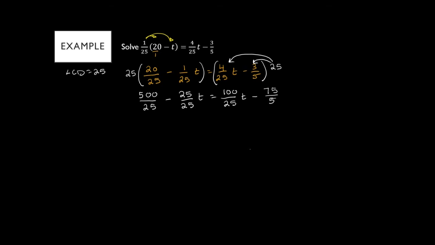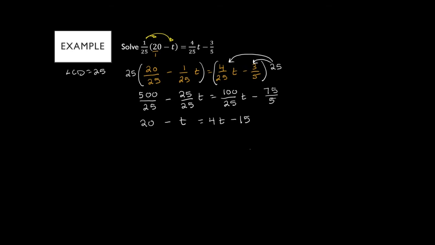So now that we have all of these fractions, these are all going to divide evenly. So I'm going to do 500 divided by 25. So that gives me 20. And then 25 divided by 25 is 1, so I'm just left with the minus t. 100 divided by 25 is 4, so that's going to be 4t. And then 75 divided by 5 is 15. So we ended up with 20 minus t equals 4t minus 15.